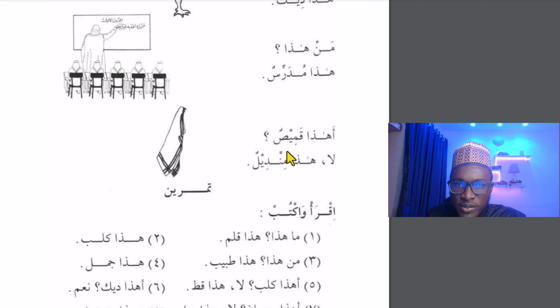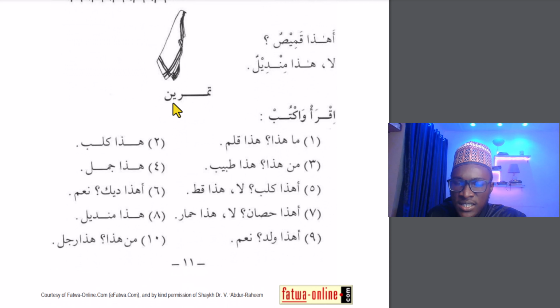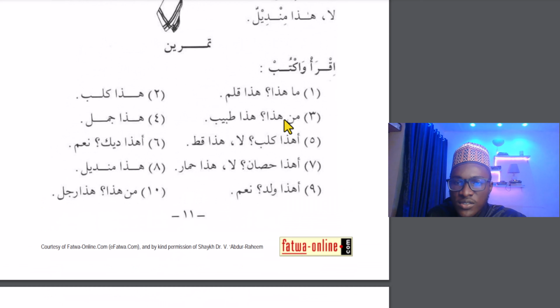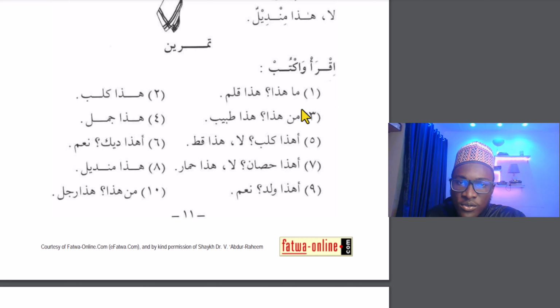You can see قميص is a shirt. Okay. لا. He said no. هذا منديل. This is a handkerchief. Now we have tamrin, which I said is called exercise. The mu'allif said اقرأ واكتب. Read and write. So you have to read this. You have to write this out. This is the first test, or let me say assignment. So you read and you write it out. Then you put the proper sign on top.